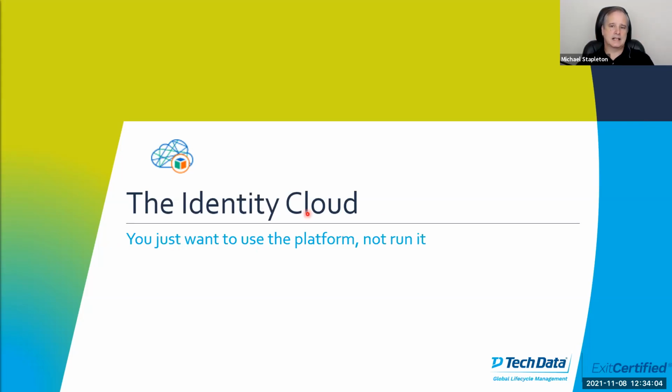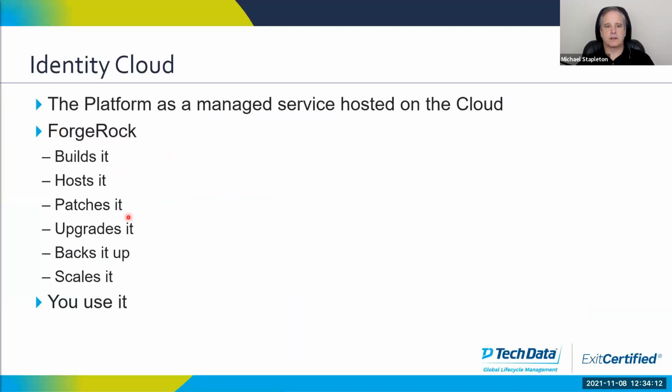So the Identity Cloud is that platform on the cloud, built, managed, patched, updated, everything by ForgeRock, right? So it's hosted. Technically, it's in Google Cloud. That's actually where it's really running. It's running Kubernetes, but you don't see that. You don't know. Hey, great. See no evil. Don't want to know. I just want it running.